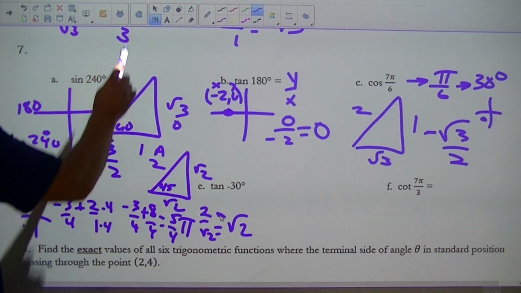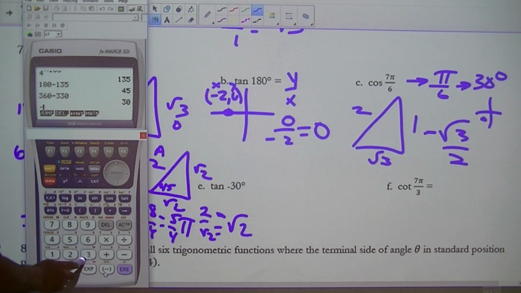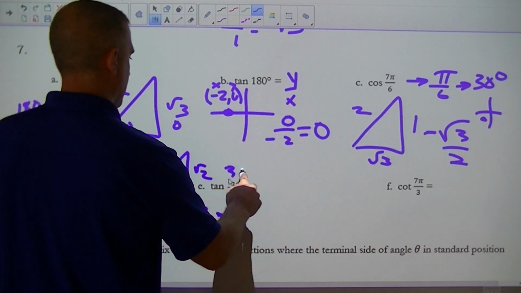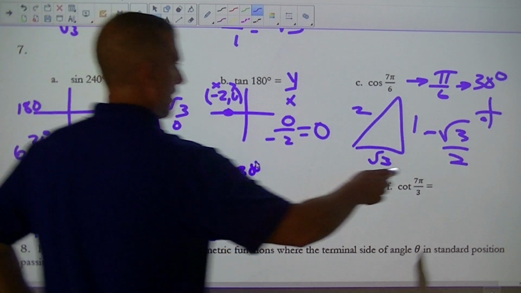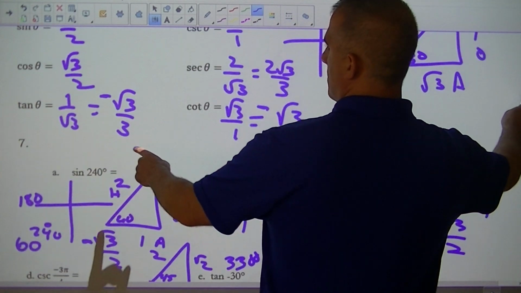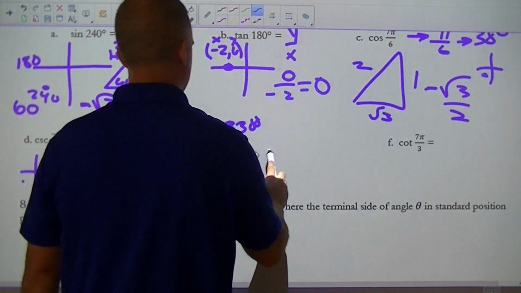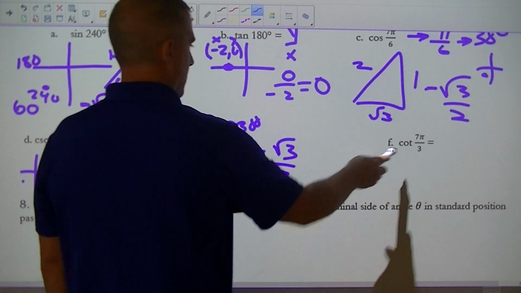Negative 30 degrees would really be the 330. So we just did that up here, I'll save us some time. Tangent of 330 is negative square root of 3 over 2. I'm sorry, negative square root of 3 over 3.